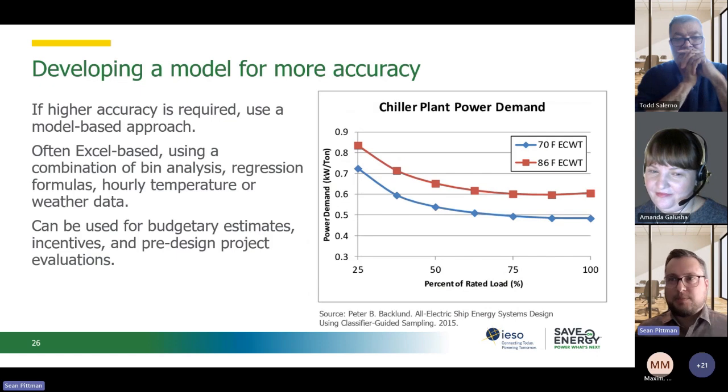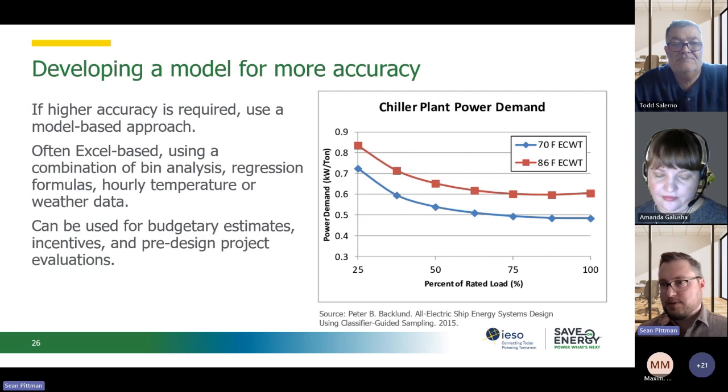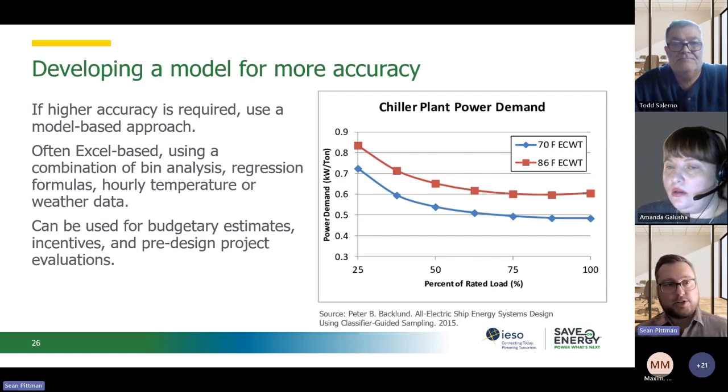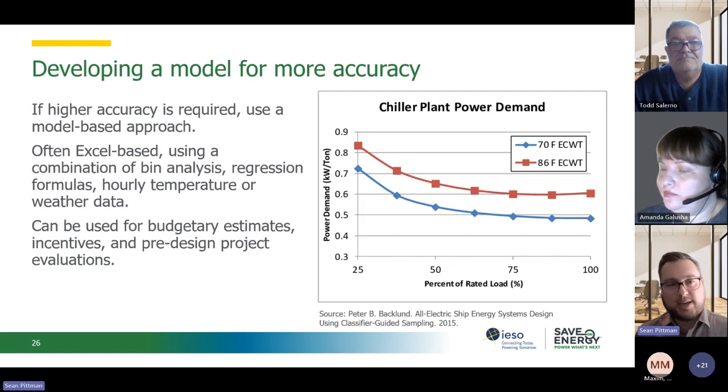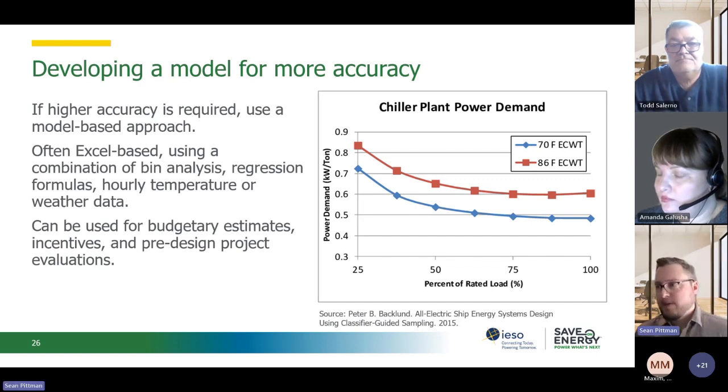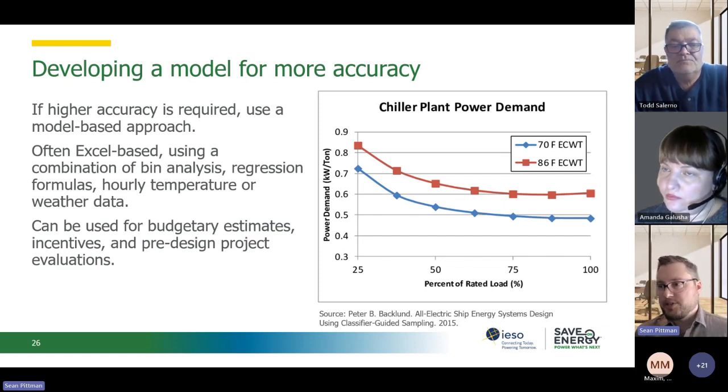Okay, so again, we're going back to this, developing a model for more accuracy. So if you do need that higher accuracy, you can use the model-based approach. So obviously it's usually Excel, combination of bin analyses, regression formulas, hourly temperature, weather data. This is more in line for budgetary estimates, incentives, pre-designed project evaluations, where you'd want to get to this level of accuracy. On the right here, this would be kind of the end result of using a model-based approach where you've developed relationships between the power demand and percent of rated load for a chiller plant at two separate entering condenser water temperatures.